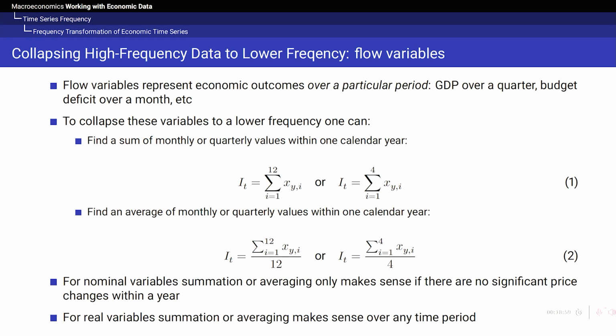Alternatively, one could average them out, although this is not often used in practice. When doing these operations, it is necessary to keep in mind that there is a distinction between nominal and real variables. Summation or averaging of nominal variables is in general incorrect because it requires us making an operation with incomparable figures. That is why before this type of conversion, they have to be transformed into real terms.